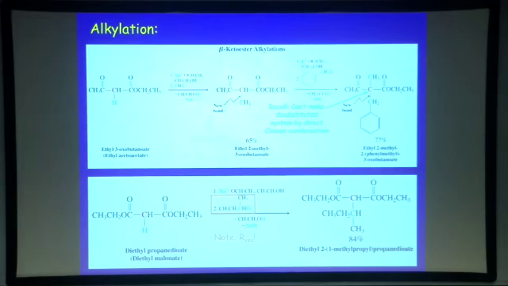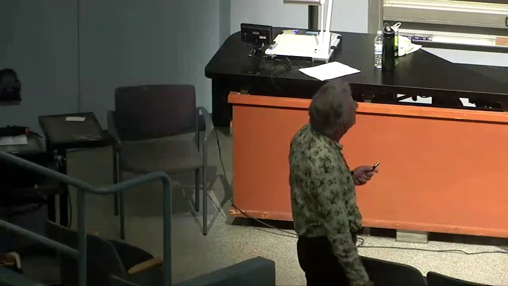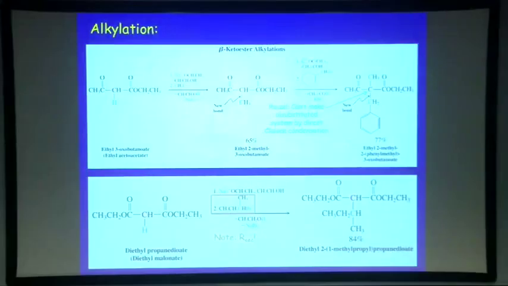This is commercially available, diethyl propanedioate, or common name diethyl malonate. You make the anion with ethoxide, and now here's an example in the literature with a secondary haloalkane. This would eliminate like a shot if you were to use a normal enolate. But here, it does perfectly good alkylation, 84%.